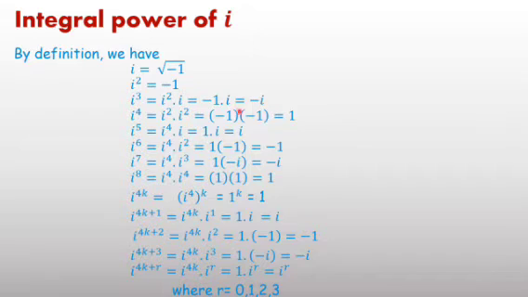i^16: 4 times 4 is just 16. The power of i is a multiple of 4, so it is equal to 1. If the power of i is a multiple of 4, then its value is 1. If it is not a multiple of 4, then you will get a remainder. Possible values of remainder are 0, 1, 2, 3. If a multiple of 4, the remainder is 0. If the remainder is 1, the value is i. Remainder 2, minus 1. Remainder 3, minus i. And after that, again 1.